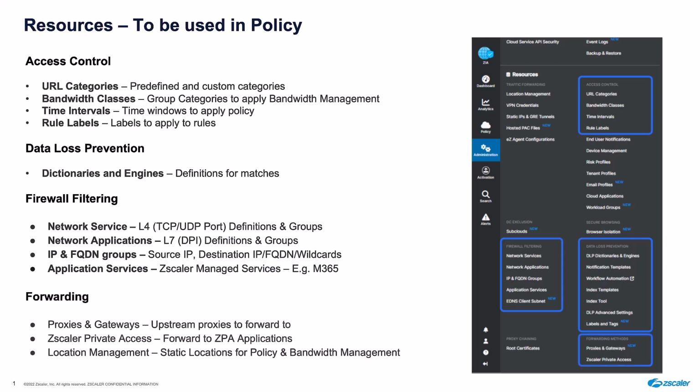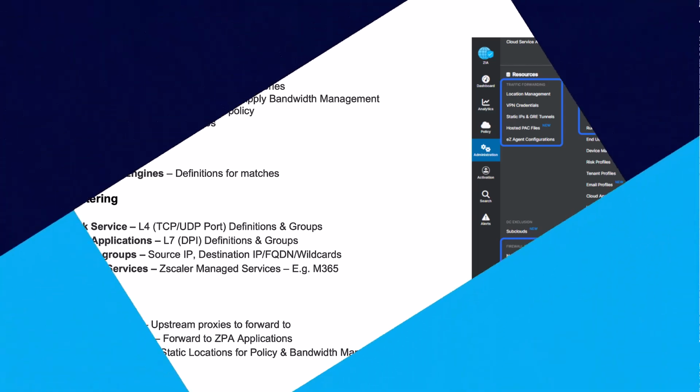For traffic forwarding, we have a couple of different modules to look at. Proxies and gateways are upstream proxies that we might need to forward traffic to. There are also the Zscaler Private Access definitions, which are ZPA application segments that you may forward to based on traffic rules, for example, for source IP anchoring. And then location management are the definitions of the static IP addresses and names and GRE tunnels that you want to apply for policy and bandwidth management rules.